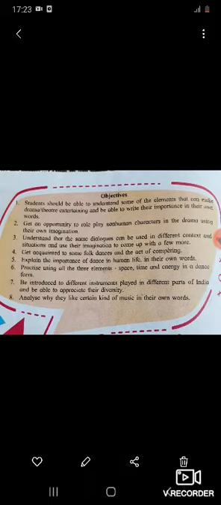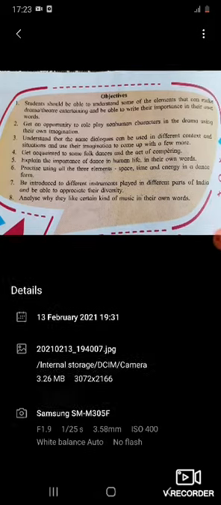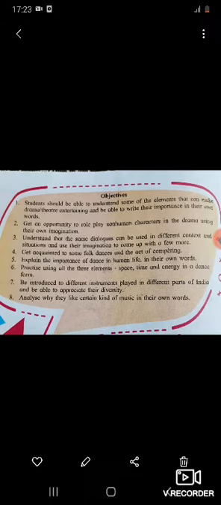You will get acquainted with some folk dances and the act of comparing. You will be able to explain the importance of dance in human life in your own words. You will be able to practice using all the three elements, that is, space, time, and energy in a dance form. You will be introduced to different instruments played in different parts of India, and you'll be able to appreciate their diversity. And you will also be able to analyze why you like a certain kind of music.